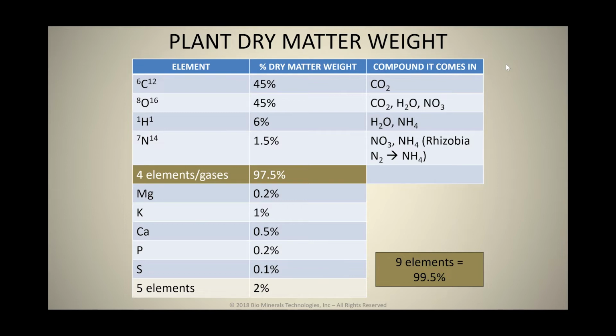Magnesium, potassium, calcium, phosphate, sulfur, they make up another 2% of the plant's dry matter weight. And that only leaves us 1/2 of 1% left. So I want you to look at this entire mineral profile. Nine elements here make up 99.5% of the plant's structure, dry matter weight. And so what are the other 1/2 of 1%?